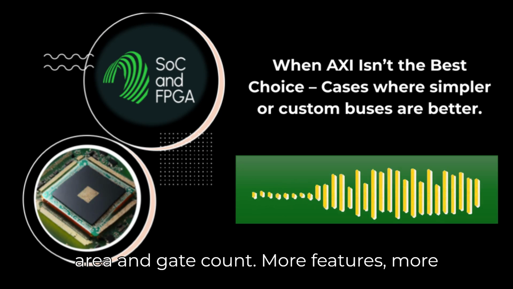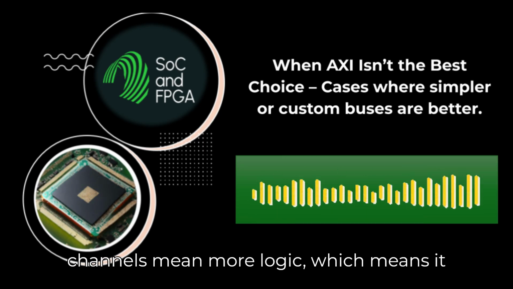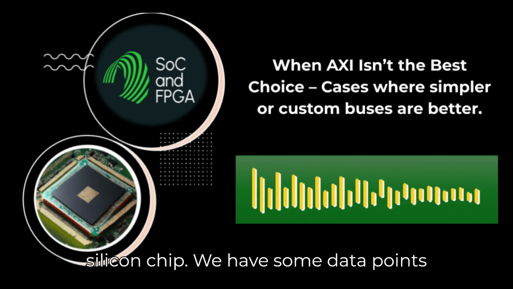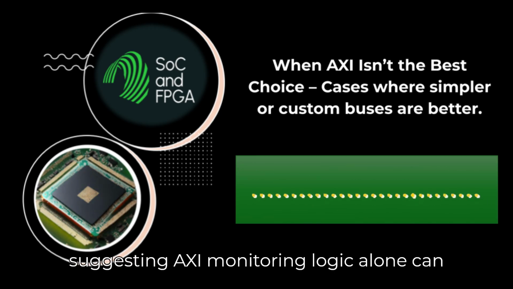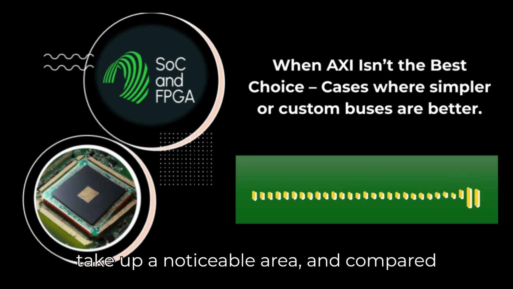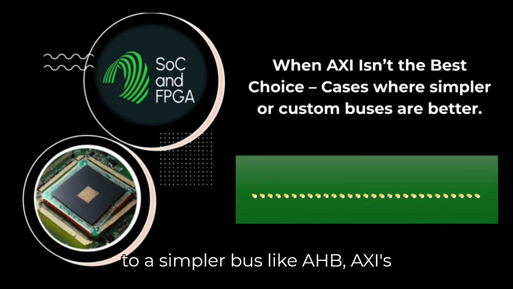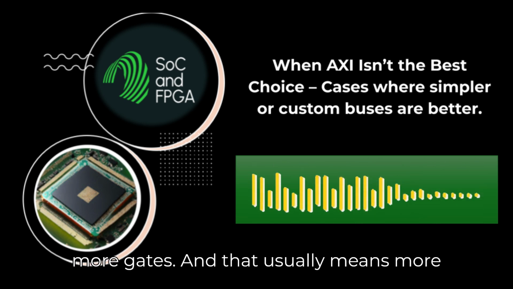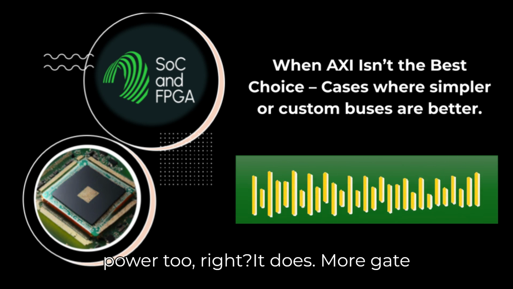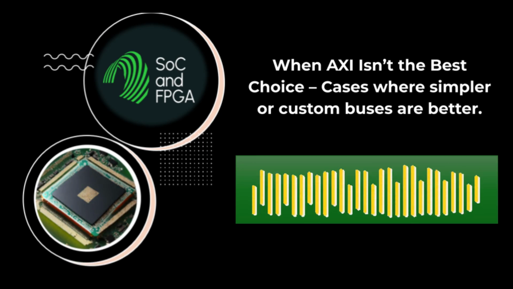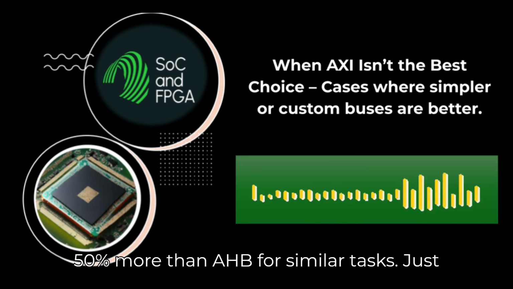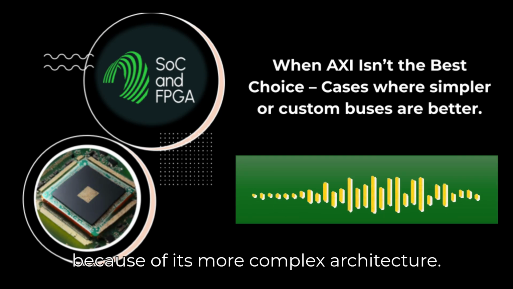First, there's area and gate count. More features, more channels mean more logic, which means it takes up more physical space on the silicon chip. We have some data points suggesting AXI monitoring logic alone can take up a noticeable area. Yeah. And compared to a simpler bus like AHB, AXI's multi-channel structure inherently uses more gates. And that usually means more power too, right? It does. More gate switching means higher power consumption. Studies have shown AXI can consume significantly more power, maybe around 50% more than AHB, for similar tasks, just because of its more complex architecture.